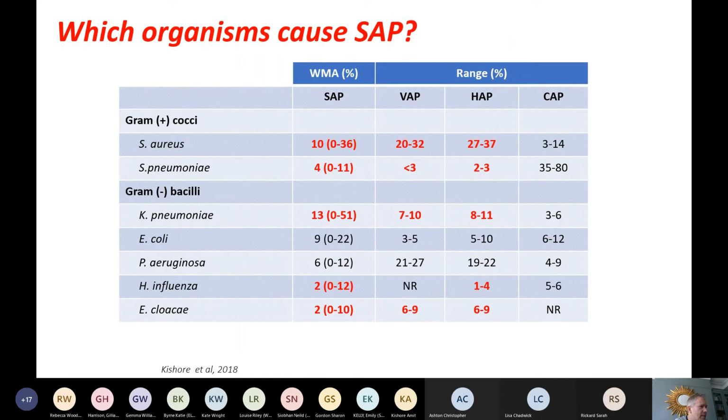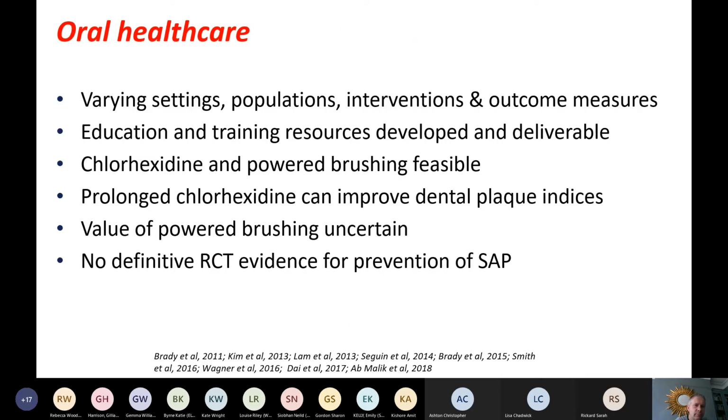So we've already seen this before, but I'm showing it again just to illustrate how important it is. If we want to prevent SAP, then we probably need to understand a little bit more about which bugs we're dealing with. Next slide, please. So in no real particular order, I'm going to try and start at the top and move downwards, and then talk a little bit about stroke unit care and some processes. So I'll start with oral health care.